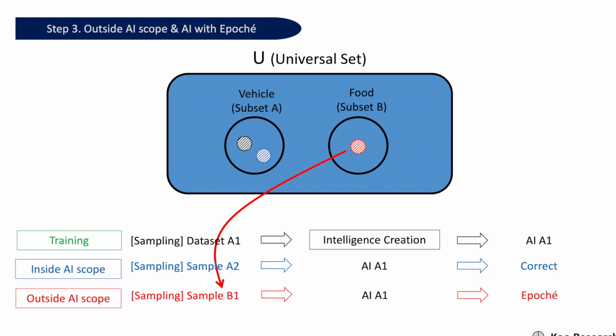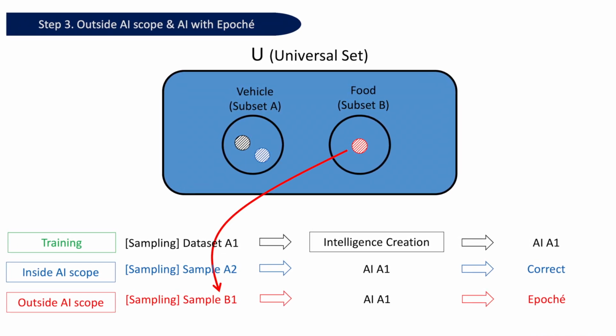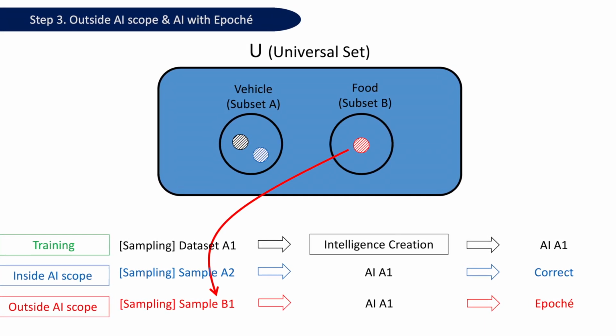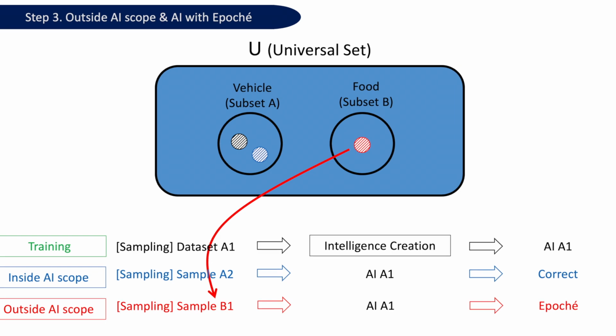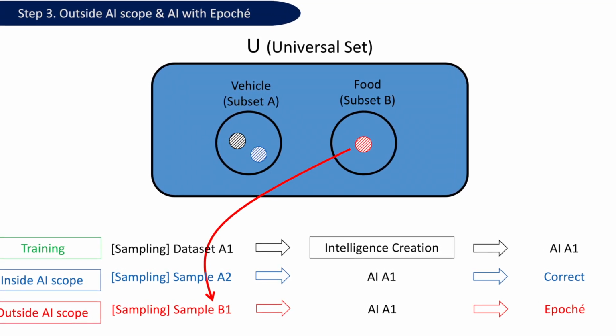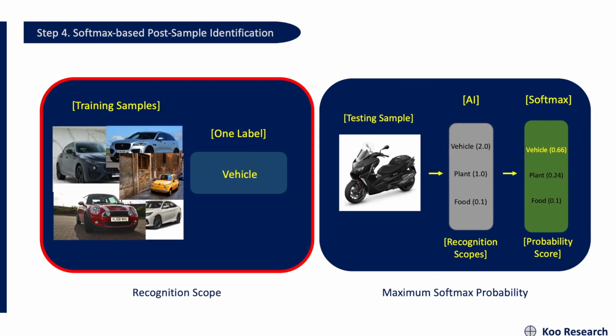My study concentrates on metacognition AI identifying such instances that fall outside AI scope. This prevents misrecognition, such as sample B1, through ePOSH, halt judgment, and integrates them into future retraining efforts.